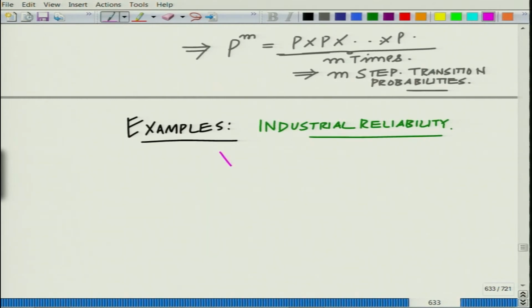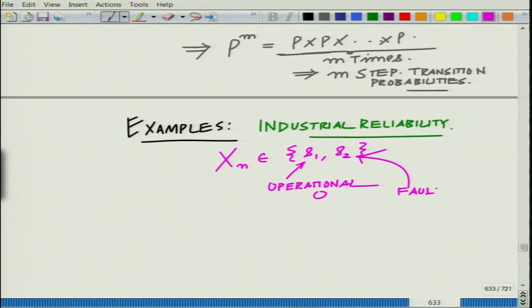And we have here x n belongs to state 1, state 2. Remember, this is your operational, or this is the O, and state 2 is your faulty, or your F state. The machine can be in one of these two states, operational or faulty, and it can transition from operational to faulty when it breaks down, faulty to operational when it is repaired, or it can continue from operational to operational, faulty to being faulty.